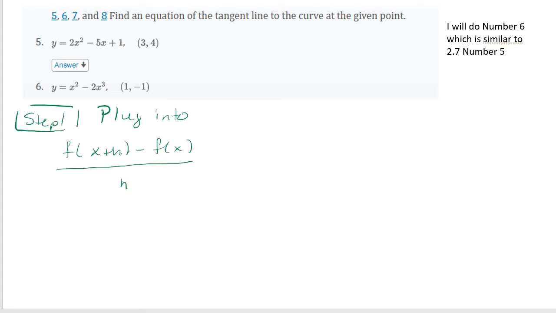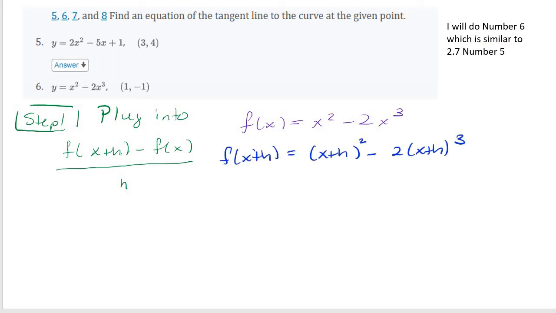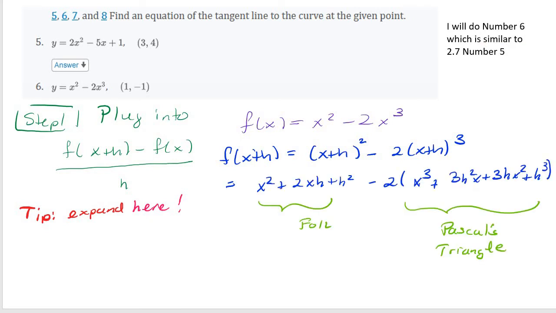So the first step is to plug into the secant slope formula. So plug into this formula. Here's my f of x. I'm doing number 6, which is similar to your assigned number 5. And so I put x plus h in for x. That's all you do. And notice I did this separately. I just wrote f of x plus h out. A tip is to expand here. Don't put it all together as a fraction, just because that's too much to look at. And it'll save you a lot of grief.